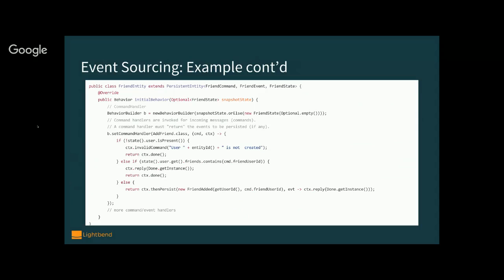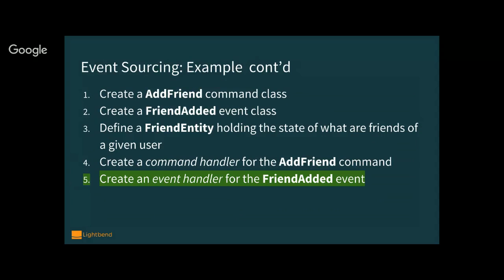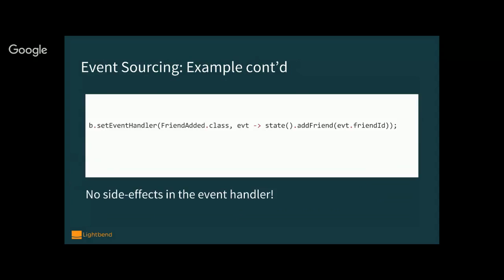Or we're going to add the friend, and you'll see there, context.thenPersist. We're actually going to persist the event. And then you'll see the partial function there completes with a reply. So it's going to basically reply with Done. And then finally, we're going to create the event handler. And the event handler is real simple. It's essentially saying state.addFriend. So as a side effect of persisting the event, you're going to update current state.